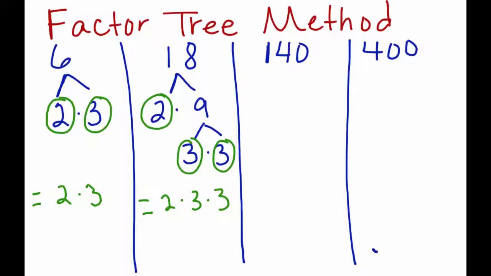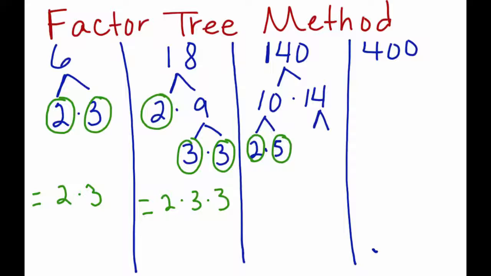140. Wow, that's a big number. Well, I know that if a number ends in 0, I can always divide 10 into it evenly. So it doesn't have to be prime when you start. In this case, neither number is prime, so I just won't circle either one of them. I'll continue. So 10, I can break that down to 2 times 5. 2 is prime, and so is 5. So I'm done with that side of the tree.